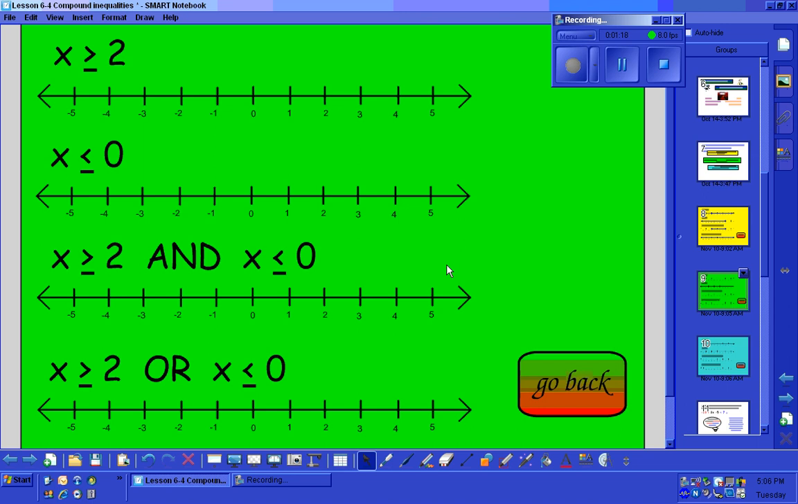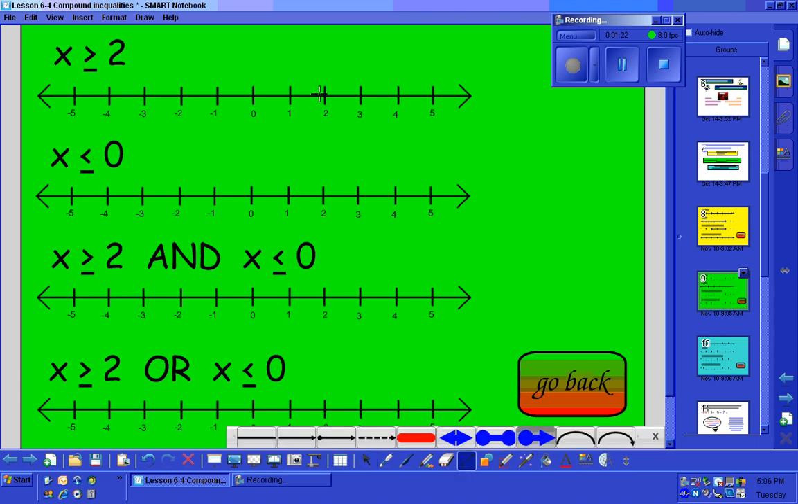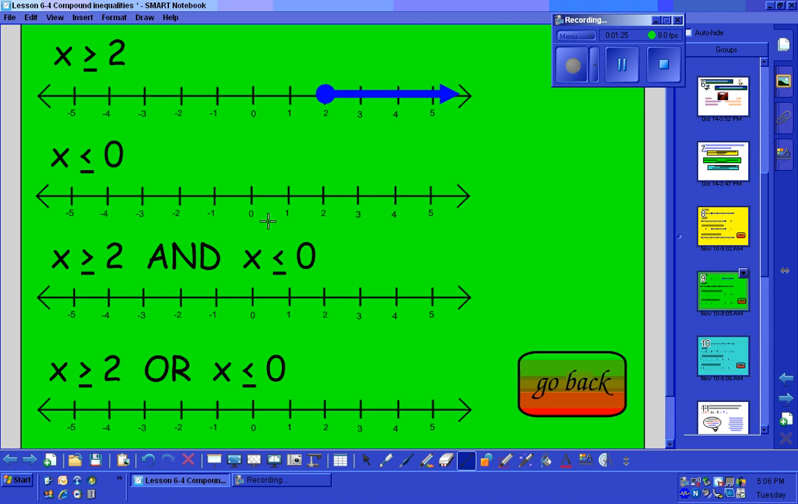Possibility 2, they don't overlap. Again, let's take a look at each of those graphs. X is greater than or equal to 2. X is less than or equal to 0.